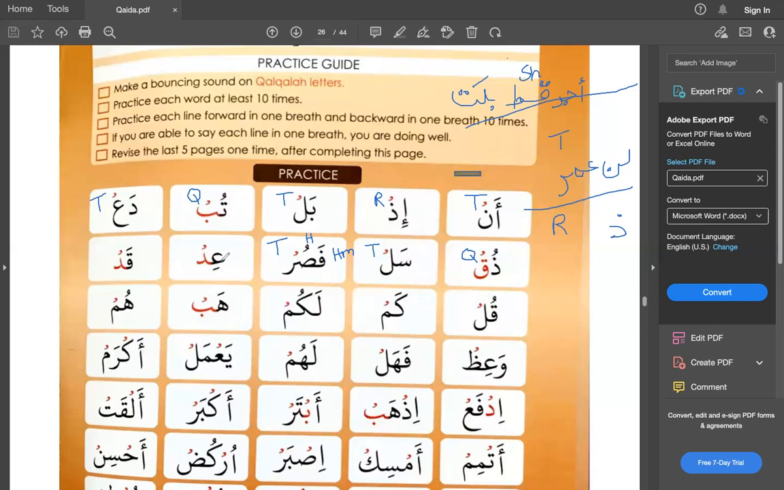Id, ain from your throat. It should be very clearly from your throat. For kasra, give an E sound. Ee, ee. And then give qalqala on dal.